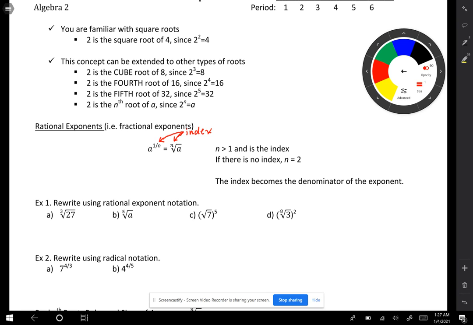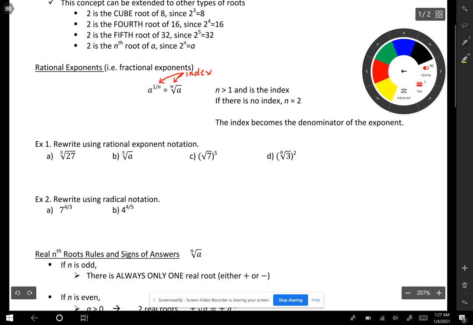In examples 1 and 2, we're going to go between radical and rational exponent notation. So in example 1, if you look at A, B, C, and D, we have to just rewrite each of those problems using rational exponent notation that you see above. So remember, the number outside the radical is the bottom number of your fraction. So you would write this as 27 to the 1/3 power, just like that. The next one would be a to the 1/5. The next one, now this is understood because there's no number there. It's understood to be a 2 right there. So you would write that as 7 to the 5/2.